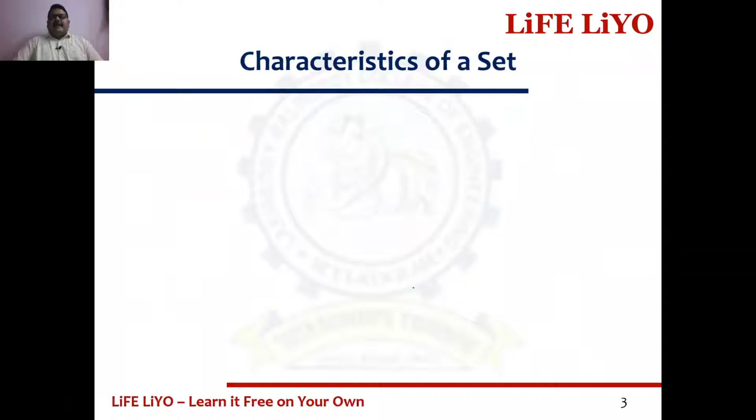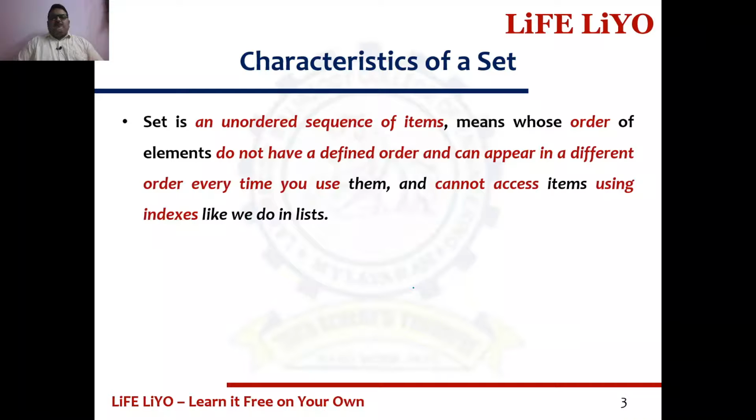Now, what are the characteristics of a set? First, a set is unordered. What do we mean by unordered? List and tuple are ordered. When we store elements in a list or tuple and try to access them, we get the elements in the same order. They have an index for accessing the elements, and we can perform slicing operations.